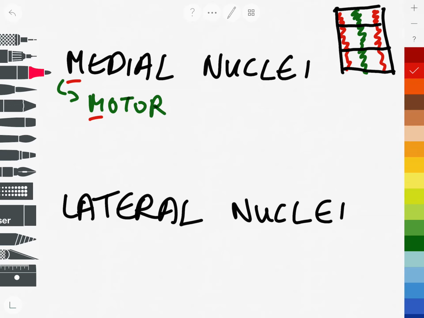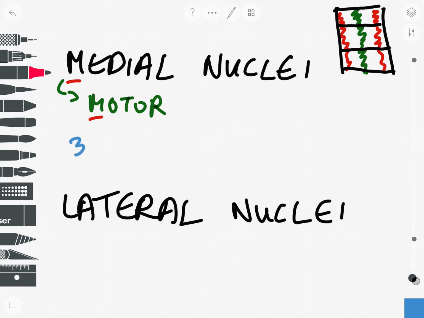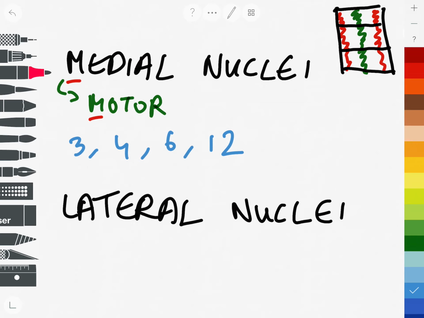And if you can think of the different motor nuclei, well, you don't need to, because there's a very, very easy way to remember them. 3, 4, 6, and 12. Now you might think, you've just listed out some random nerves there, but if you look closely, all of these are divisible by 12. So, well, yeah, all of them are multiples of 12, basically.